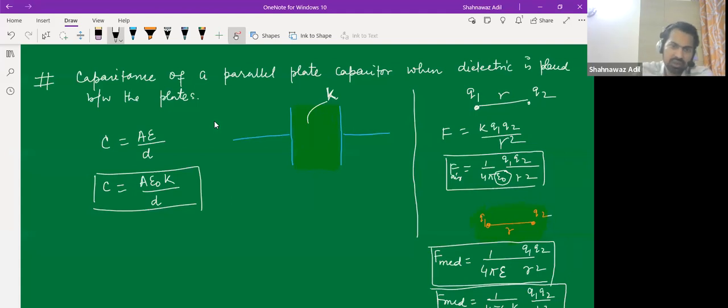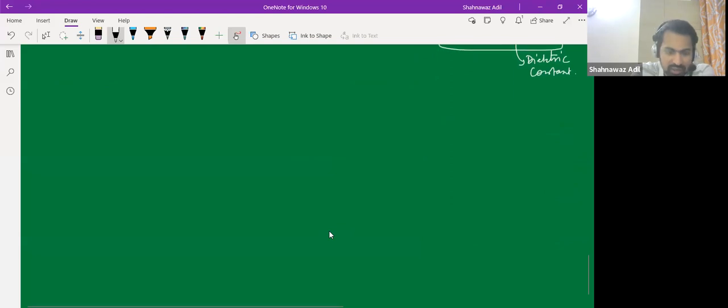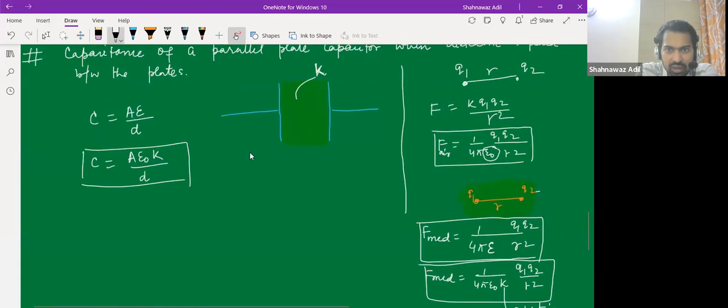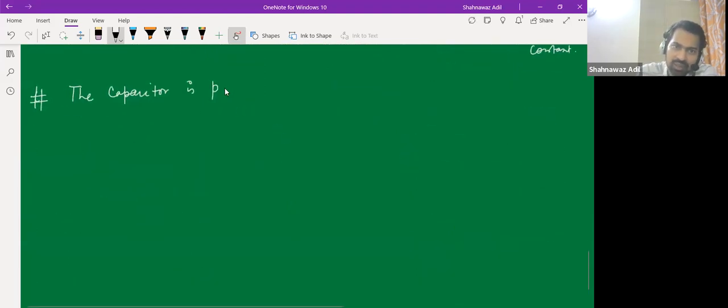Okay, so now let us do one thing: what happens when the capacitor is partially filled with the dielectric?